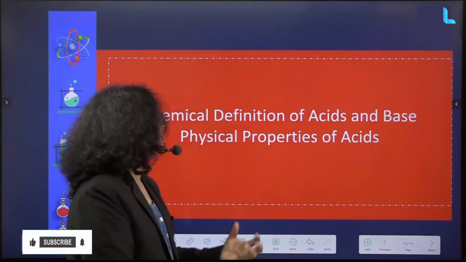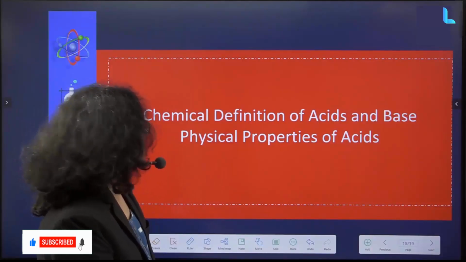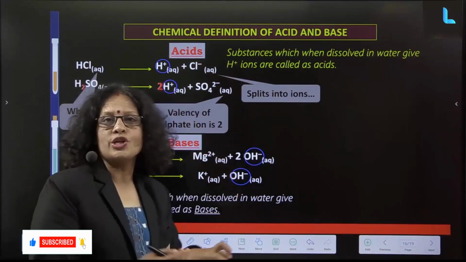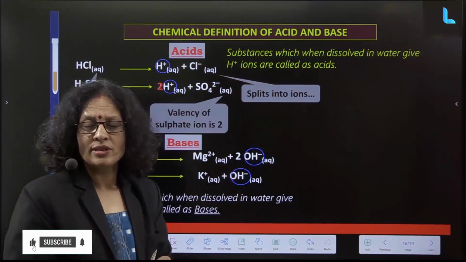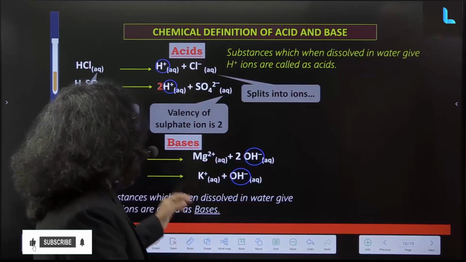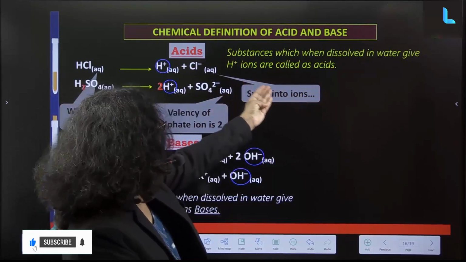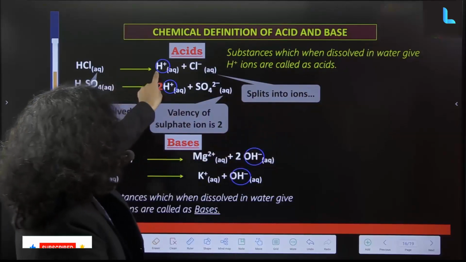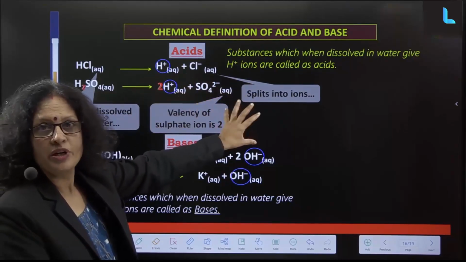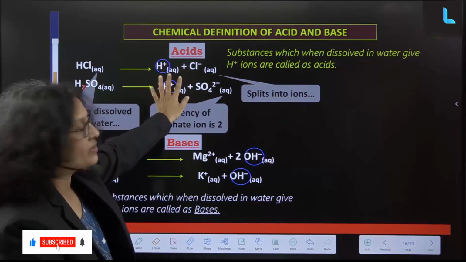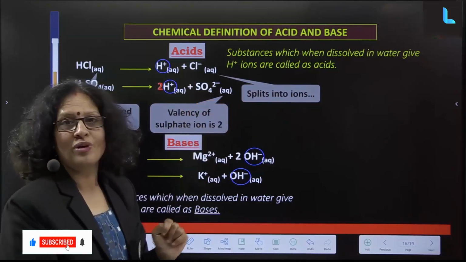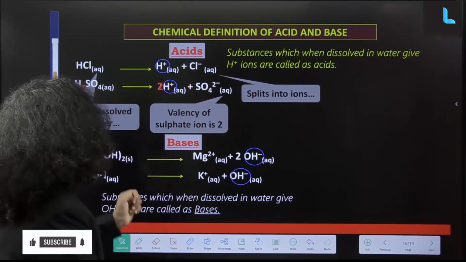Okay, so we have seen the physical properties of acids, now the chemical definition of acids and bases. Substances which on dissociation give H plus ions are acids. Substances which on dissociation give OH minus ions are bases. For example, substances that give H plus ions when dissolved in water, like HCl breaks into H plus and Cl minus. When they split into ions and H plus ions are obtained, it means it is an acid. Sulfuric acid H2SO4 gives 2H plus and SO4 2 minus, so it is also an acidic substance.